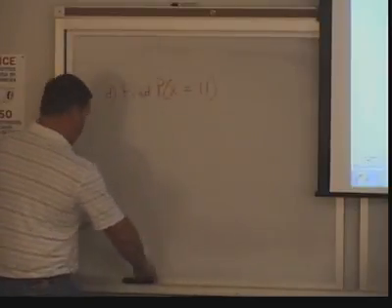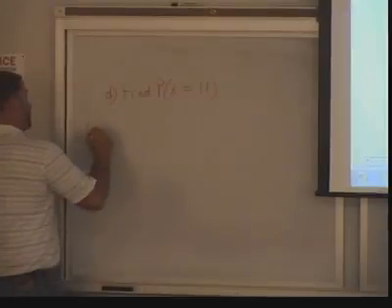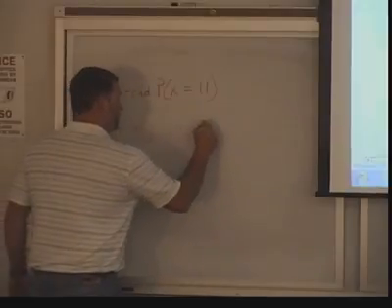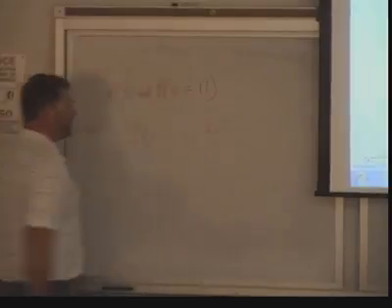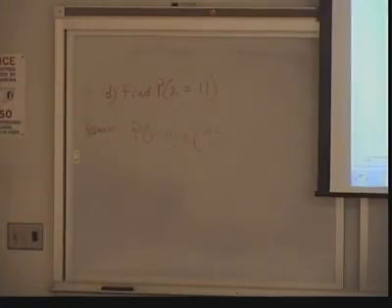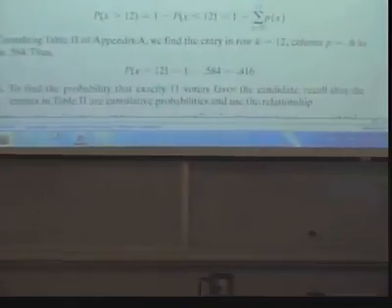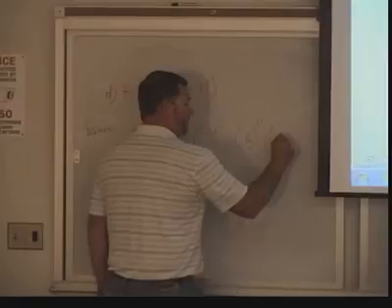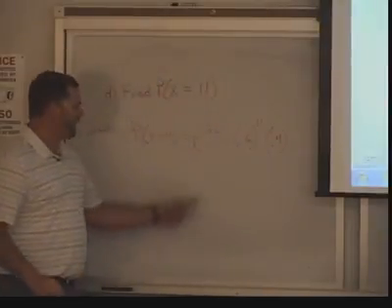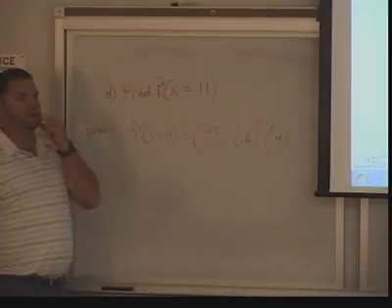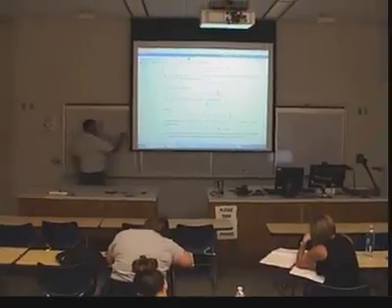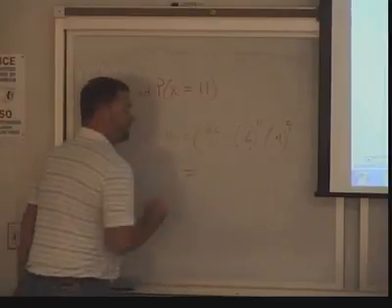So from the formula, the probability that x equals 11 is equal to 20 choose 11. So how many different ways can I pick 11 people out of 20? Times the probability of success to the number of successes times the probability of failure to the number of failures. If 11 people approve, how many disapprove? So, 20 minus 11, which is 9. So put that in your calculator. Do not try and do that in your head.